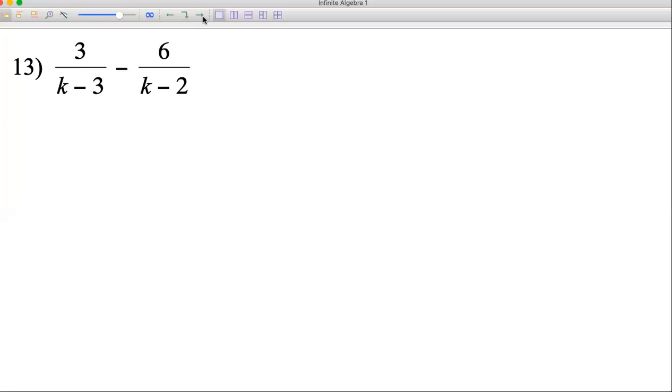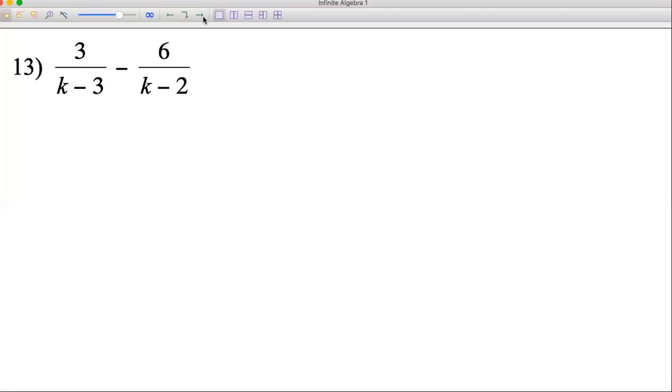But it's not as bad as it looks. Why? Because let me write the first fraction next to it. I got a 3 over k minus 3. See what I did? What's missing? The k minus 2. Does everyone see that? The only thing that's missing is a k minus 2. As soon as you identify what's missing, that's what you multiply top and bottom of.